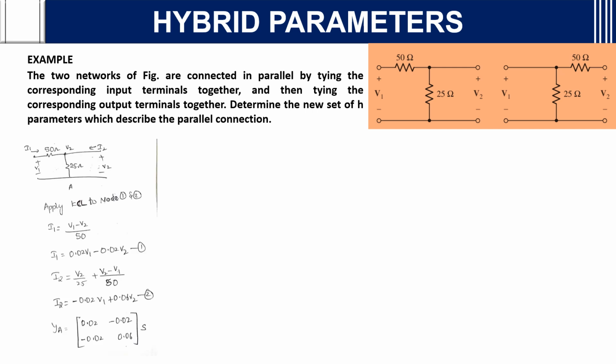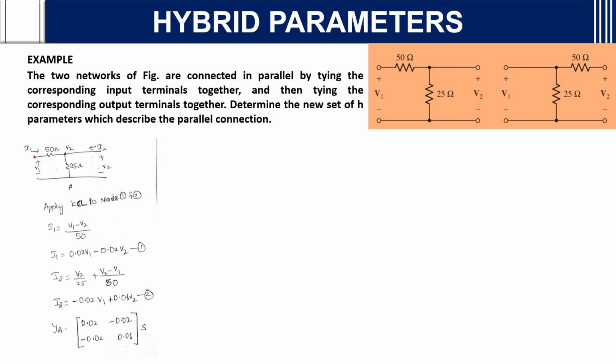consider the 50 ohm, 25 ohm first circuit which is mentioned on the right side. Then apply KCL to node 1 and node 2. So I1 is equal to V1 minus V2 by 50 ohms only. I1 is the incoming current. Outgoing current is only V1 minus V2 by 50 ohms. So if you write the equations, then I1 is equal to 0.02 V1 minus 0.02 V2.